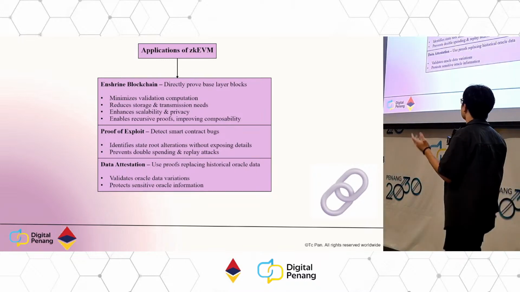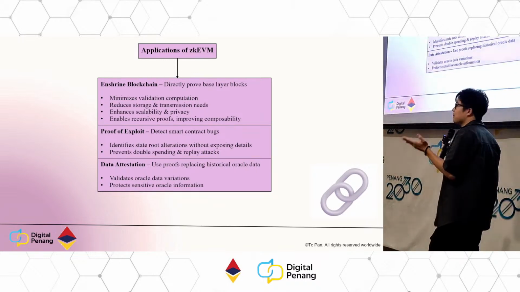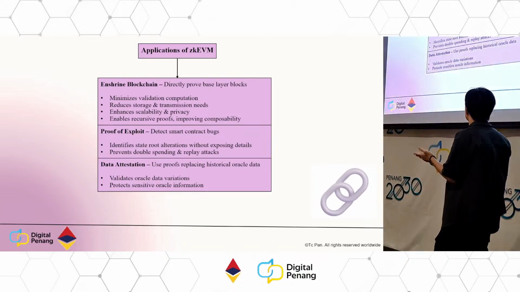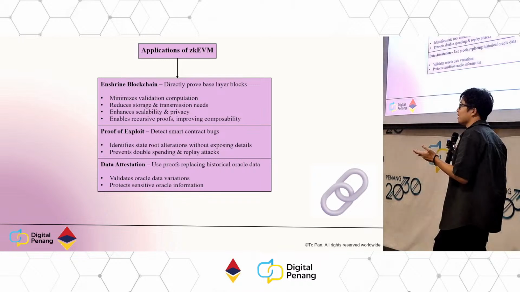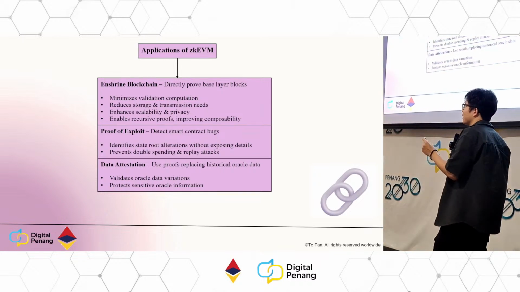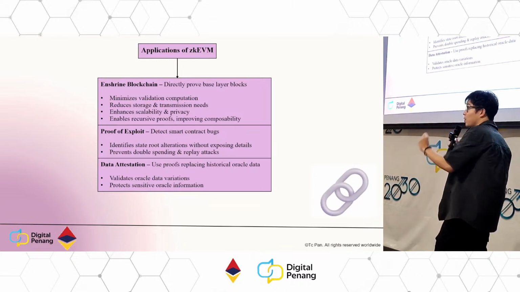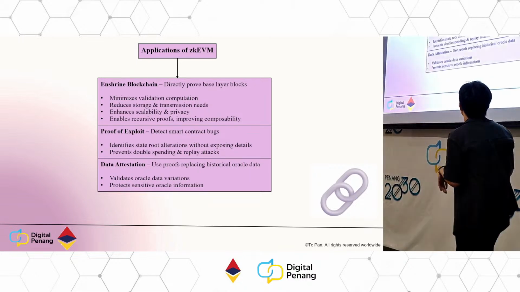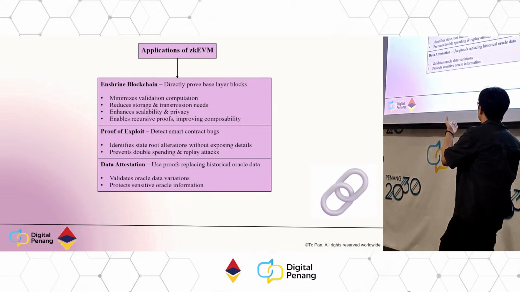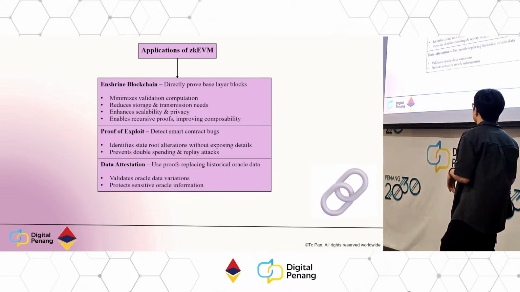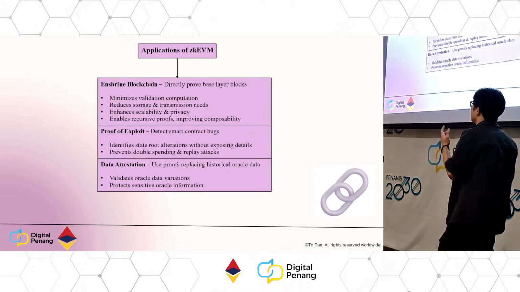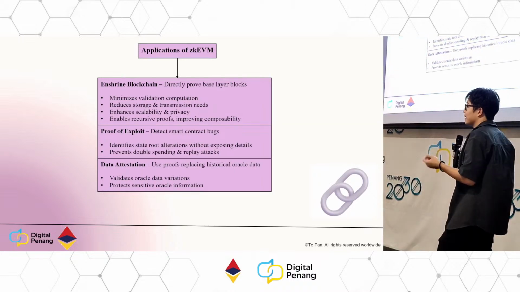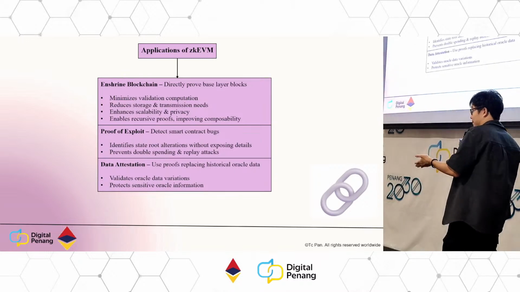And then it also works in detecting smart contract bugs. You can actually identify state root alteration without exposing the details of the smart contract itself. You know if someone has tampered with the code in the smart contracts without seeing the smart contract itself. And this helps prevent double spending and replay attacks, which means it prevents people from spending your funds in the smart contracts, and it improves security on that part.